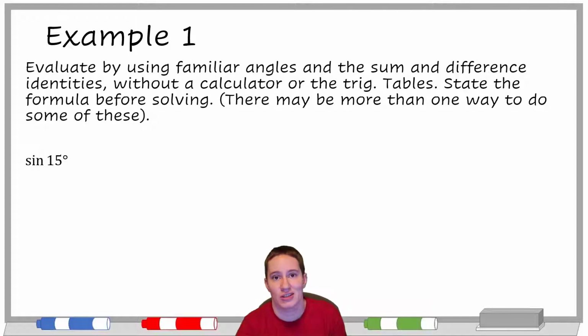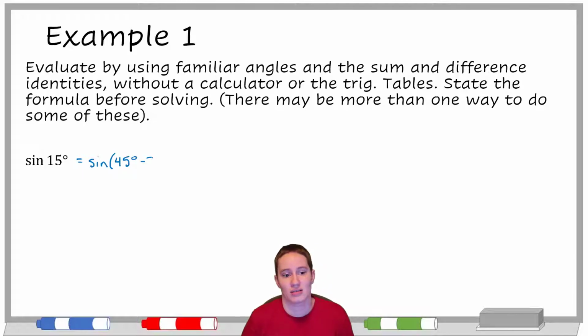To get 15 degrees using angles we already know, I'd pick 30 and 45 and say sine of 15 degrees is the same as sine of 45 degrees minus 30 degrees. Now think about it: do you agree that 45 minus 30 is 15, and that we can make that substitution? Hopefully you do. Since we've decided to do 45 minus 30, I'm going to write down the sine identity just so it's handy here.